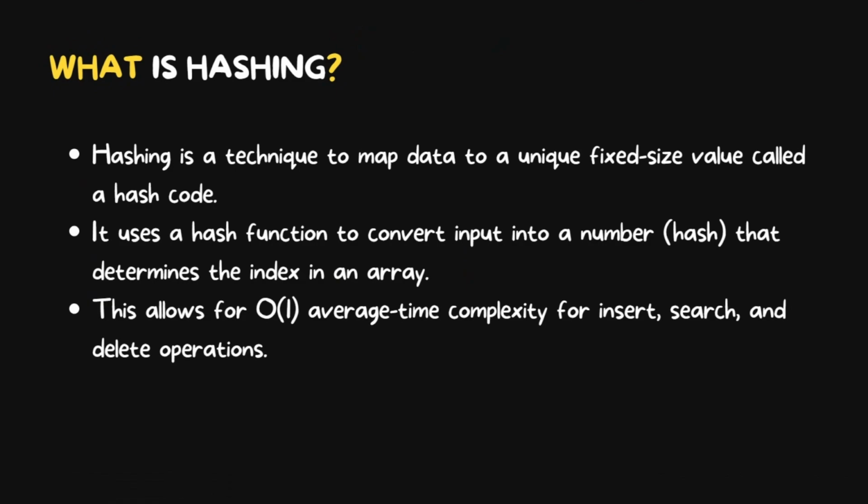Imagine you want to store student records based on their ID. Instead of searching through every record, a hash function turns the ID into an index, and you can directly access that index in the array, making lookup super fast, typically in constant time, or order of n complexity.